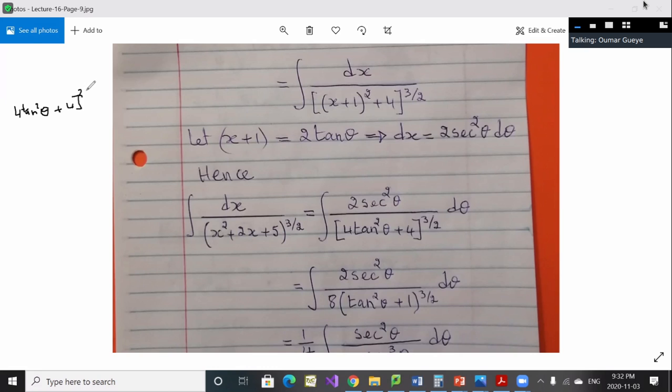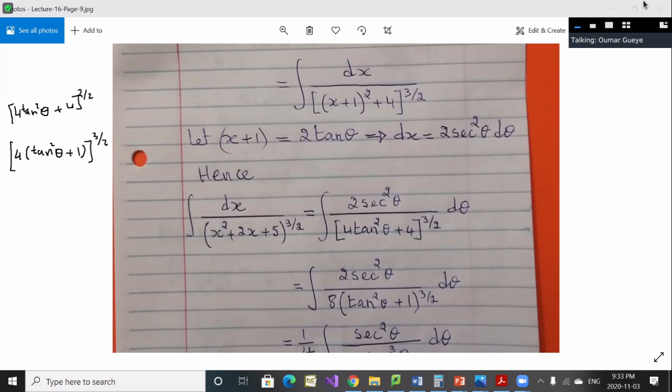I'm just going to show you how the 8 was obtained. Okay, so I'm going to factor out the 4 because you can see 4 is a common factor. So this is equal to 4 times tan square of theta plus 1, when you factor out the 4, to the power 3 by 2.